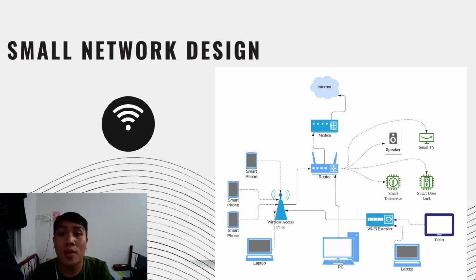Alright, so continuing where we left off, now we're going to talk about our small network design, or at least the one that we designed. As we can see here, it is a bit similar to the design assumption. We have the modem, and then the router connected to it. And then from the router, we have a wireless access point. Maybe we can use an extender? No. A wireless access point is just the access point for wireless devices to connect to.